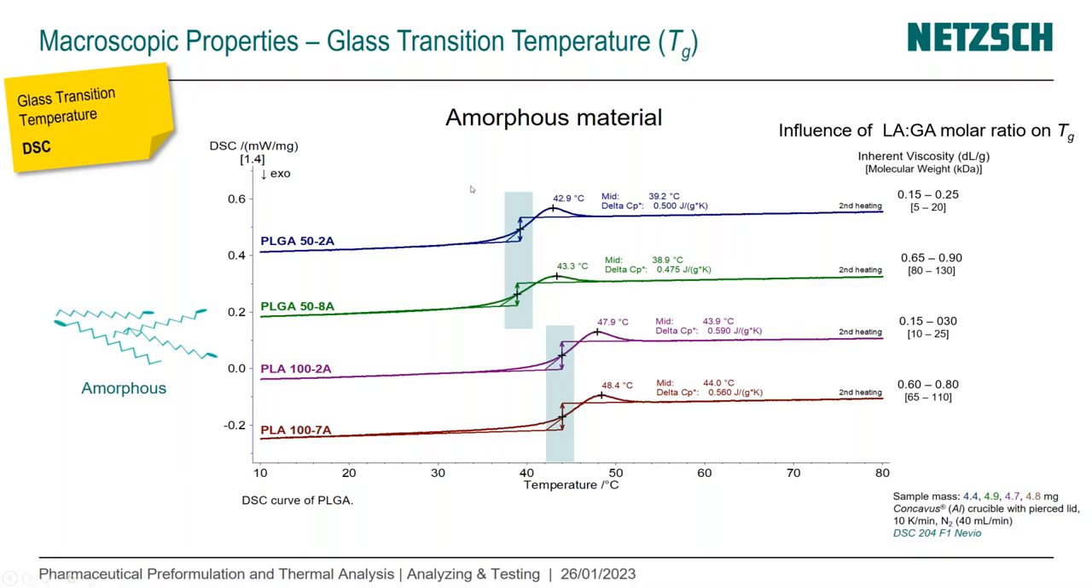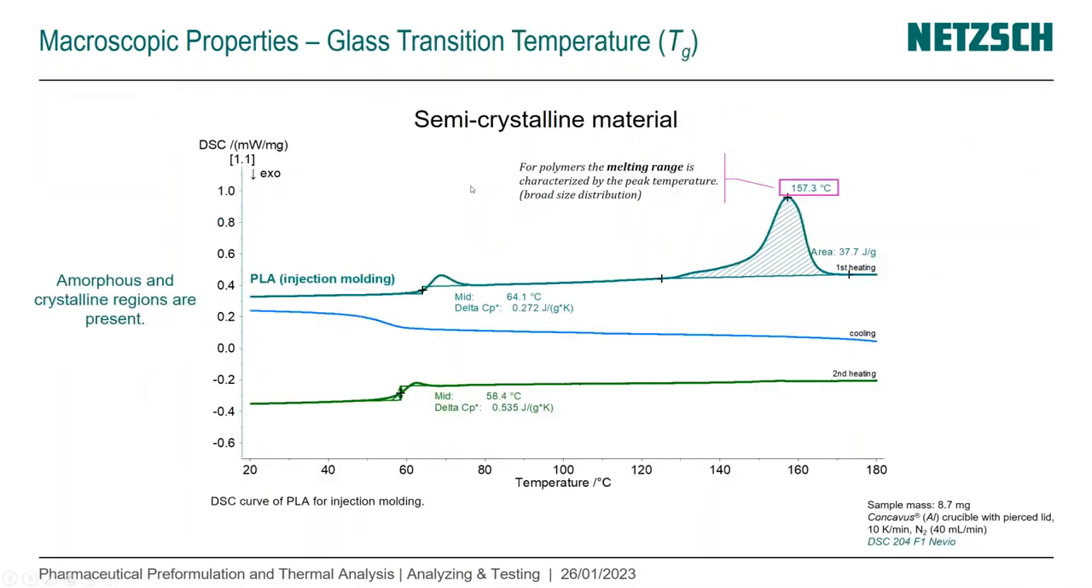Sorry, we also have an example of a semi-crystalline material. This is a PLA for injection, so it's for industrial applications, not for pharma applications, but it's an interesting example of how it looks like. We have other examples in pharma, but this is such a clear example that it's nice to show.